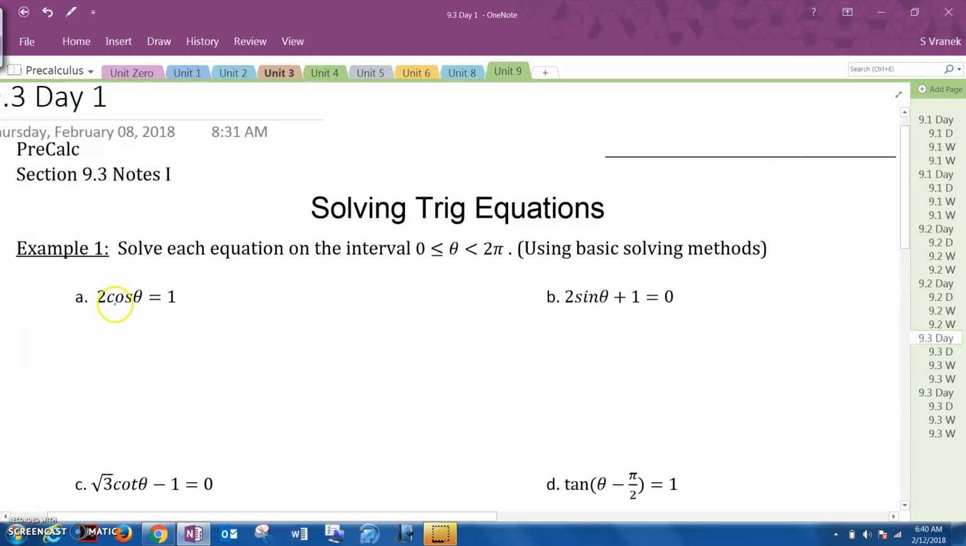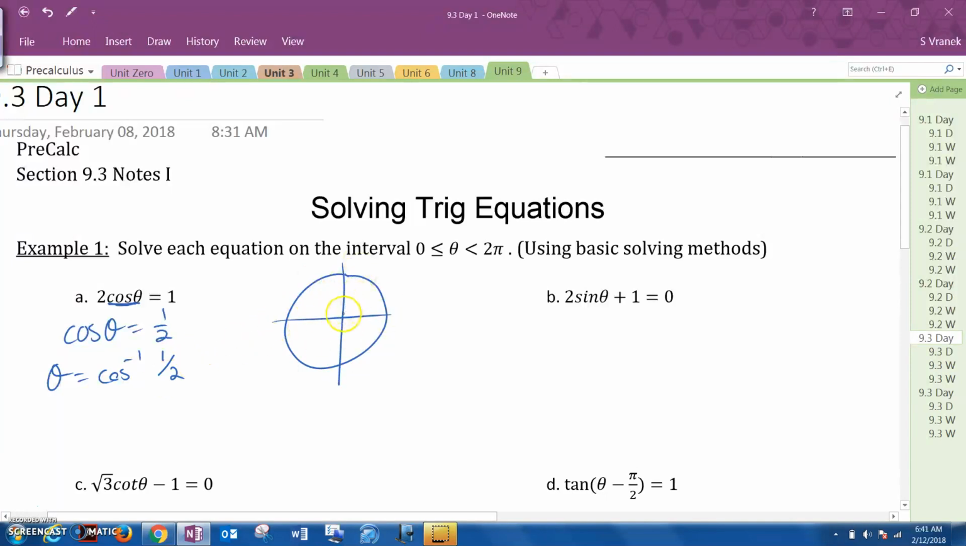We're really solving for the trig function, so you're trying to solve for this. If I'm trying to solve for cosine of theta, I have to divide by 2. So I get cosine of theta is equal to 1/2. Now to find theta, this is just doing the inverse. So theta equals cosine inverse of 1/2. And here's where your unit circle knowledge has to come into play.